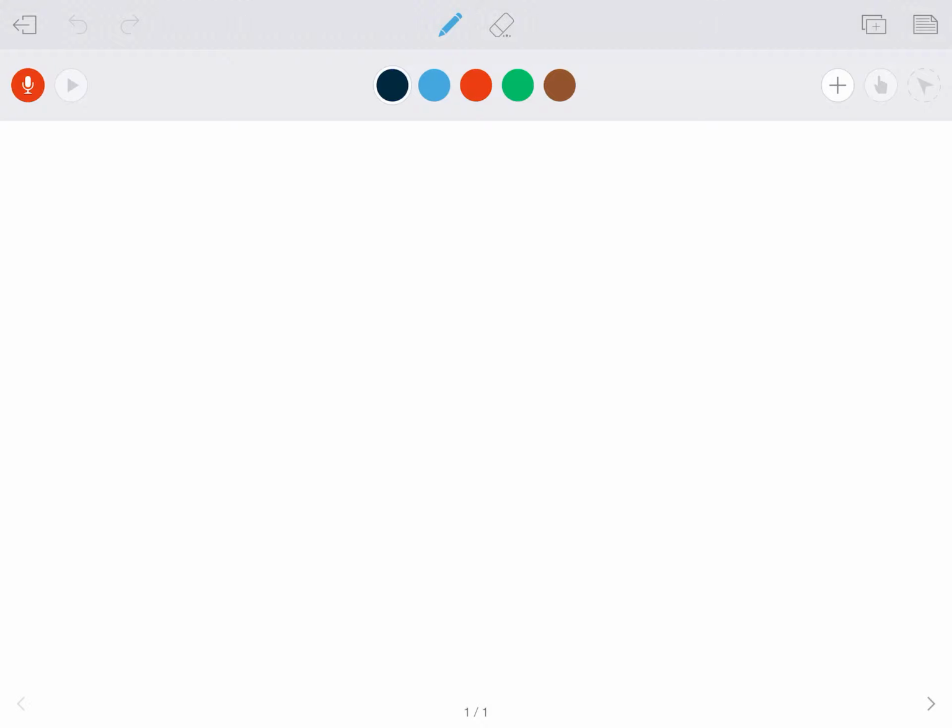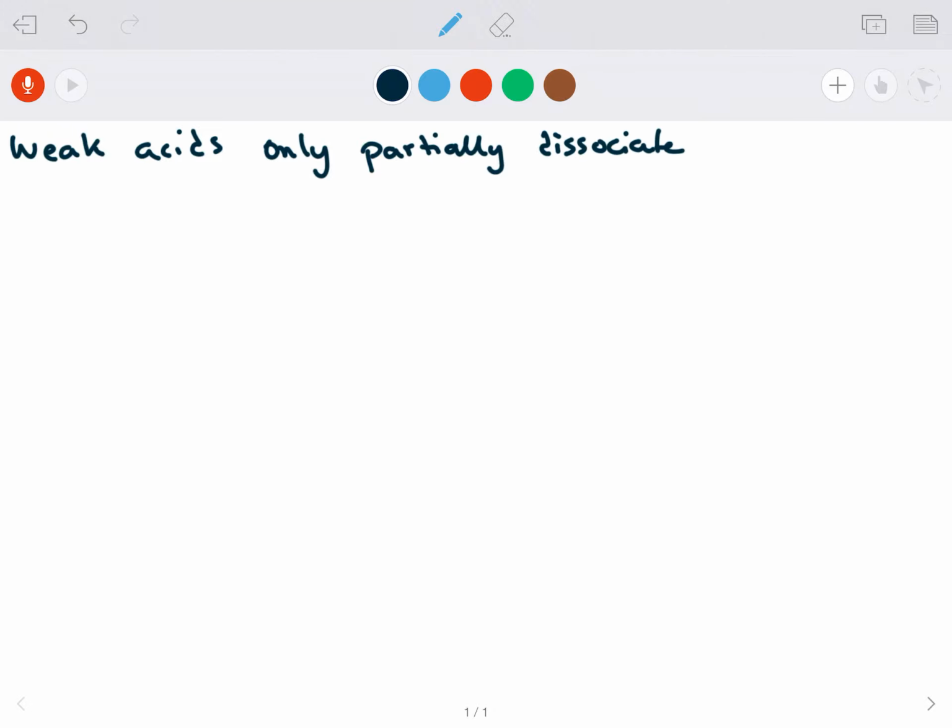Hi, in this video I'm going to go over acid and base equilibria, and with that, what are weak acids and what are weak bases. So I'm going to start off with the acids. So weak acids only partially dissociate in an aqueous solution, meaning they're going to have equilibrium arrows.